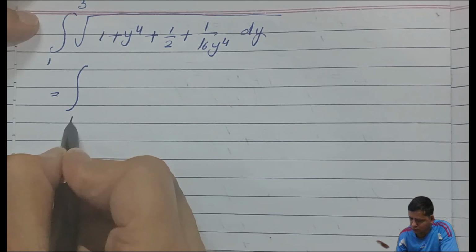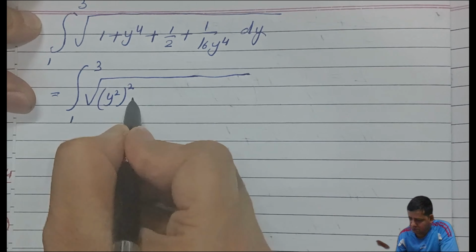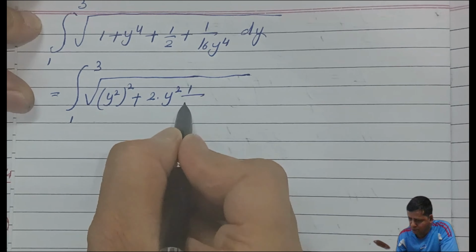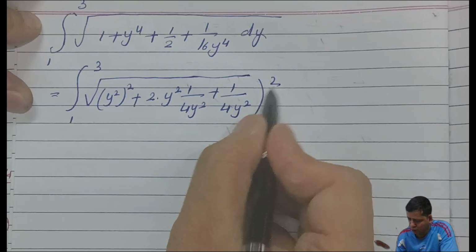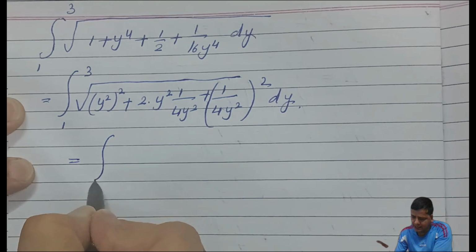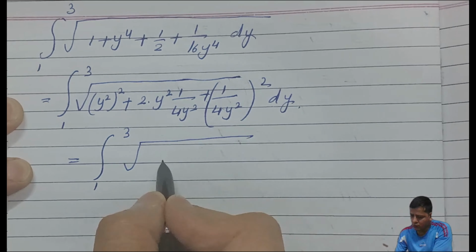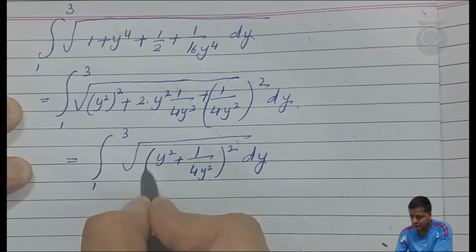If you further simplify, you can still get the integral from 1 to 3 of the root of (y square) whole square plus 2 y square by 4 y square plus (1 by 4 y square) whole square dy. Then simplify one more step and you get the root of (y square plus 1 by 4 y square) whole square dy.